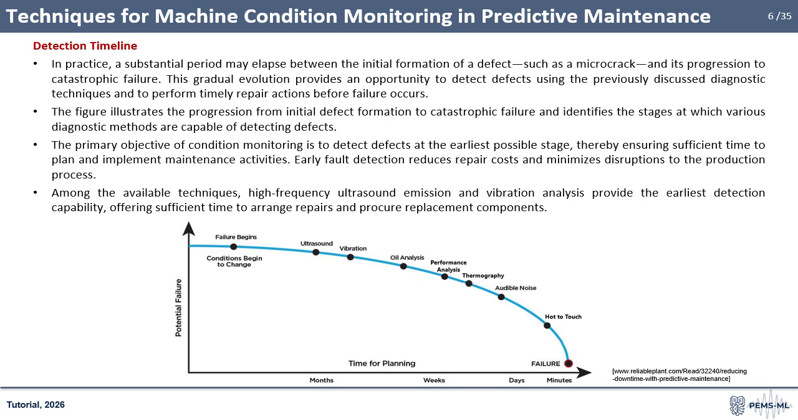A significant time often passes between the initial formation of a defect, such as a microcrack, and catastrophic failure. This gradual development allows defects to be detected using diagnostic techniques and repaired before failure occurs. The figure shows the progression from defect initiation to catastrophic failure and indicates when different diagnostic methods can detect the fault. The goal of condition monitoring is early defect detection, which provides enough time to plan maintenance, reduce repair costs, and minimize production downtime. Among the available methods, high-frequency ultrasound emission and vibration analysis offer the earliest detection, enabling timely repairs and component replacement.